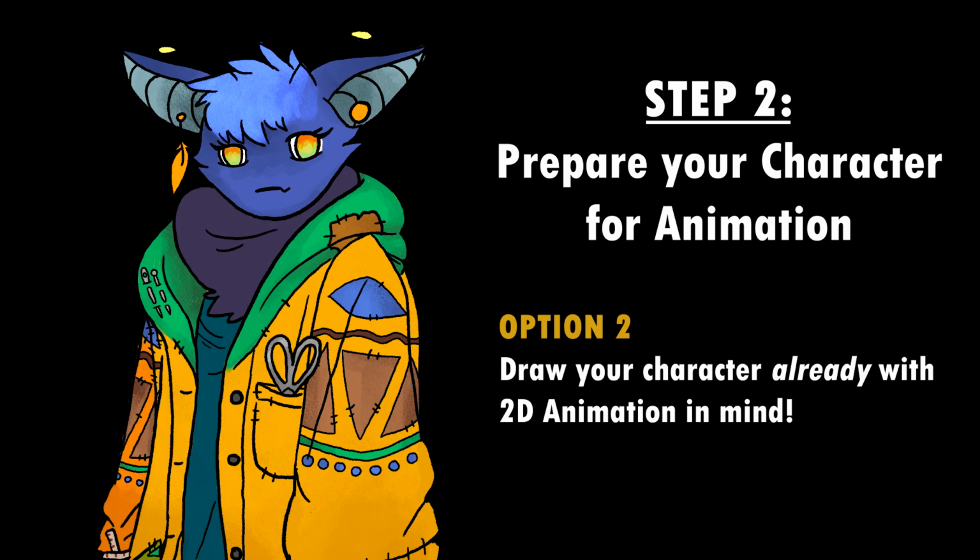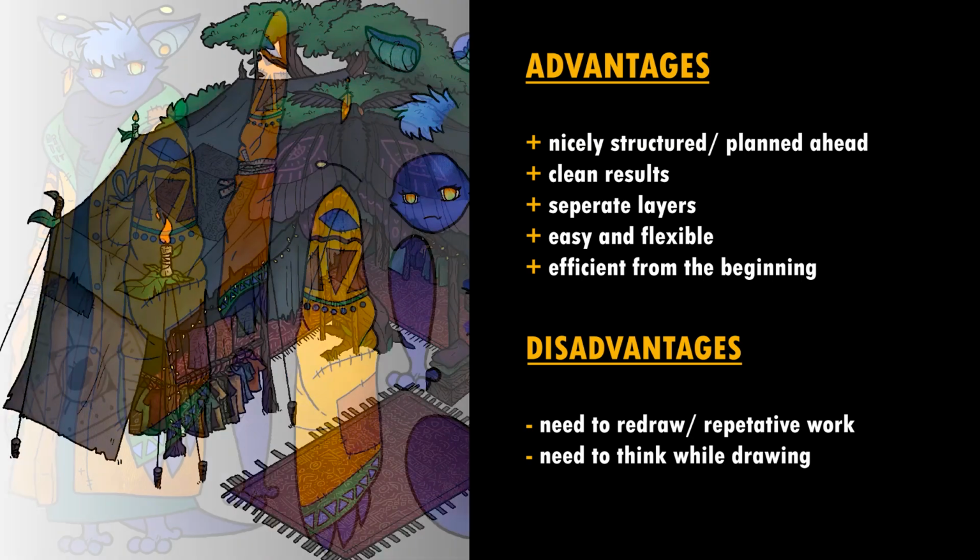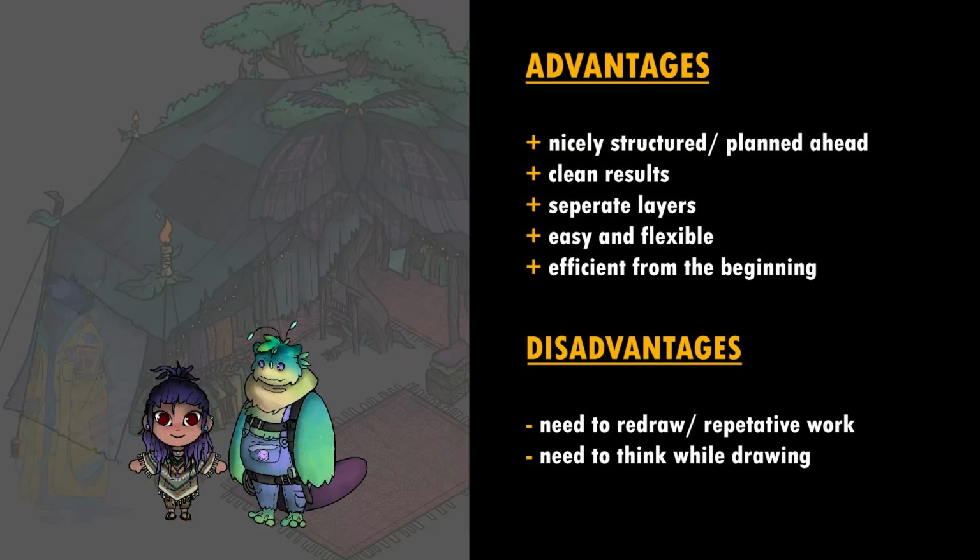So now we move over to option number 2, which is the option I'd always prefer and recommend. Draw your character freshly anew with 2D animation in mind already from the start. Let's look into the advantages and disadvantages again. Having animation in mind while you create your character assets from the beginning helps keep things structured and organized. You're prepared, you plan ahead.